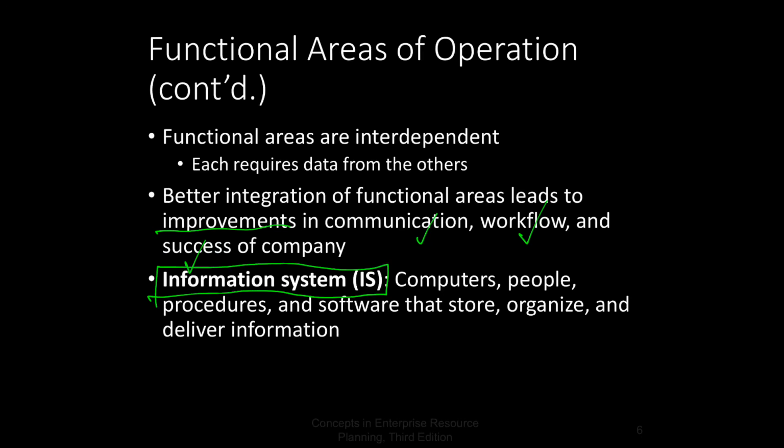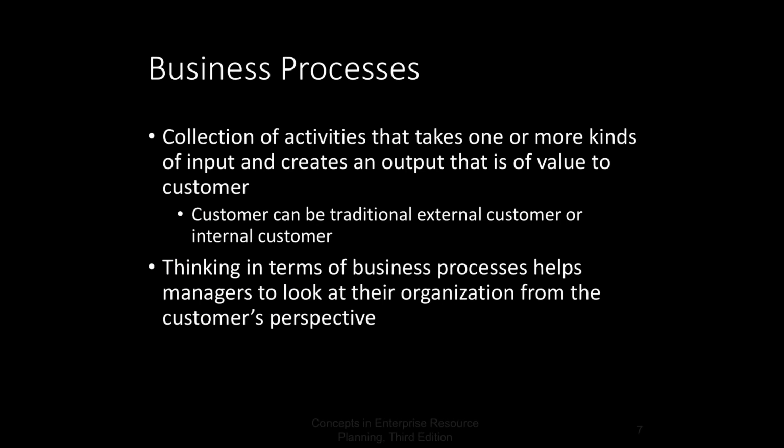Business moves through information. So with an information system, it integrates the areas. So what is an IS? These are the computers, people, procedures, as well as software that store, organize, and deliver information. Okay? Now, as we have discussed the functional areas, let's move on to business process.